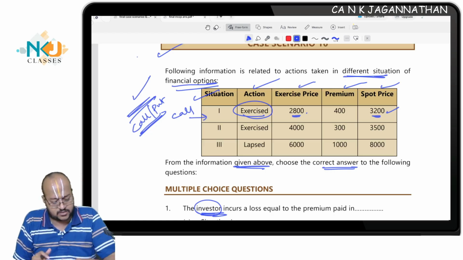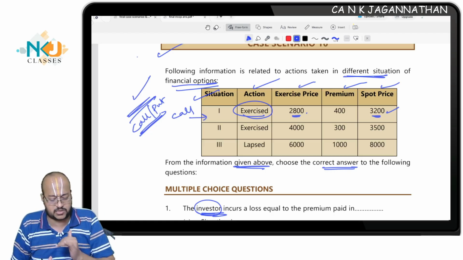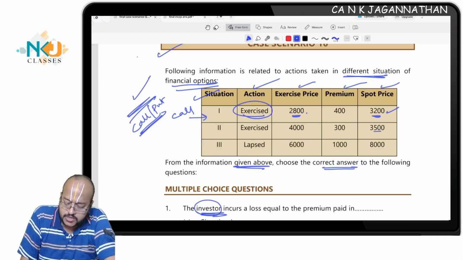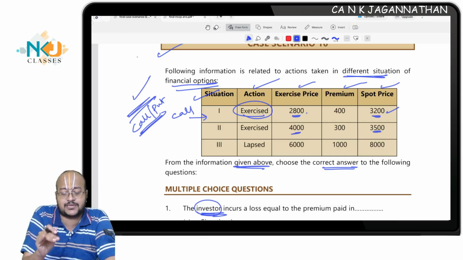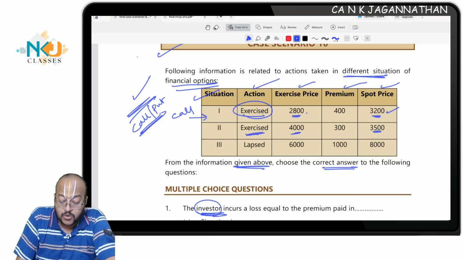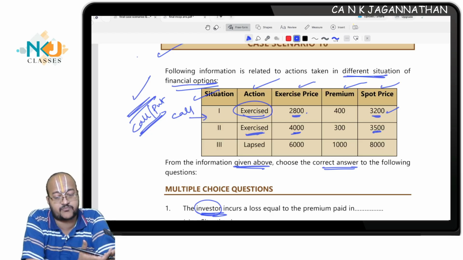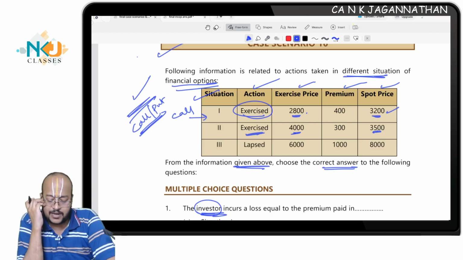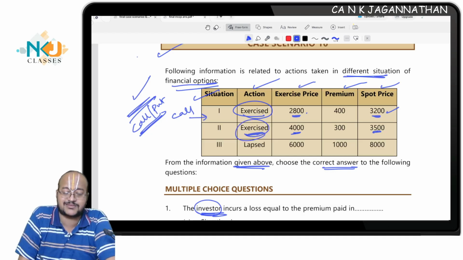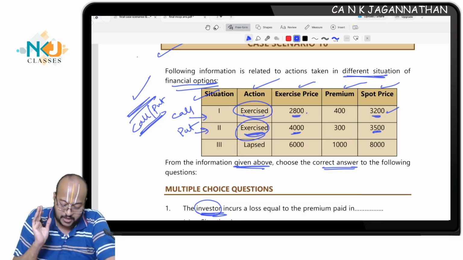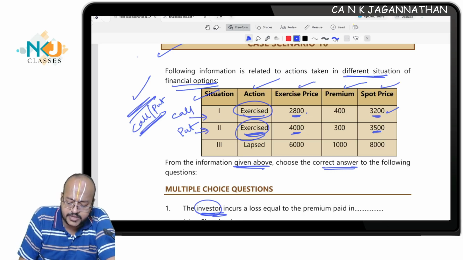Situation number 2, we will just write everything down, then we will move on to the question, because without knowing call or put it will be confusing, right? So situation number 2: a share worth 3,500 exercisable at 4,000, which means it is exercised. No fool will buy a share worth 3,500 in the open market by paying 4,000, right? So since he has exercised, obviously this is a put option. Then only the holder will exercise the right. Agreed?